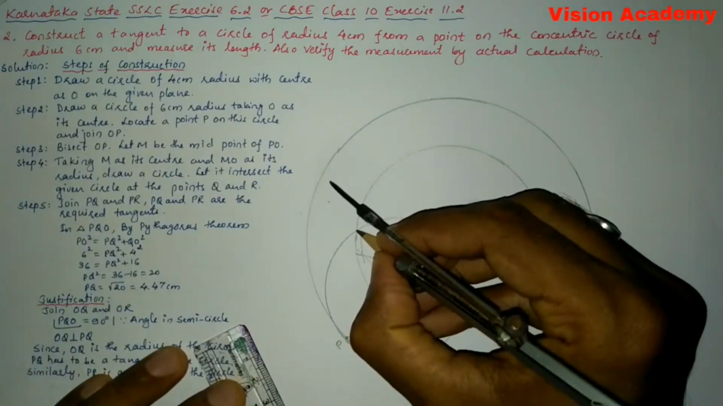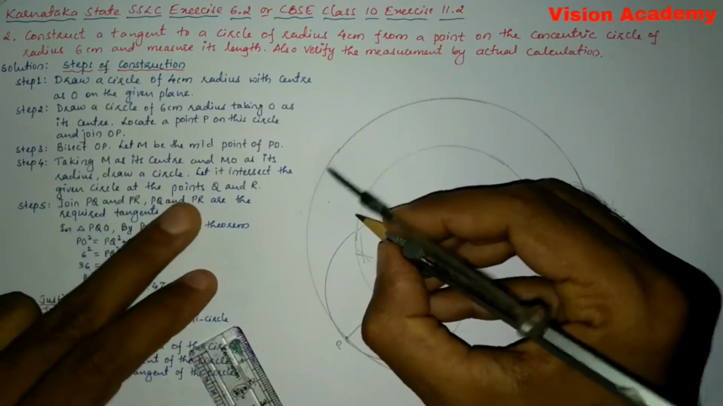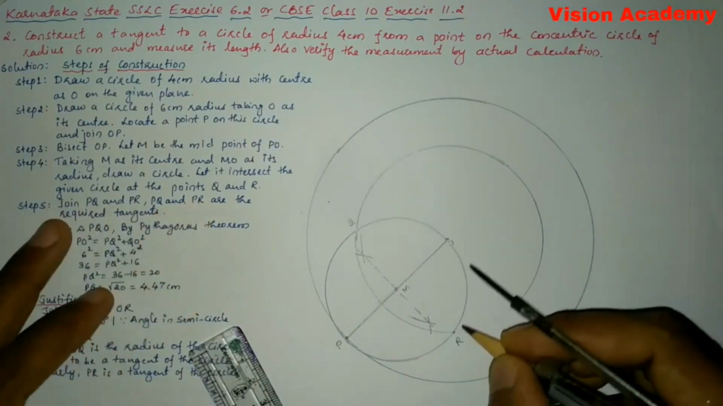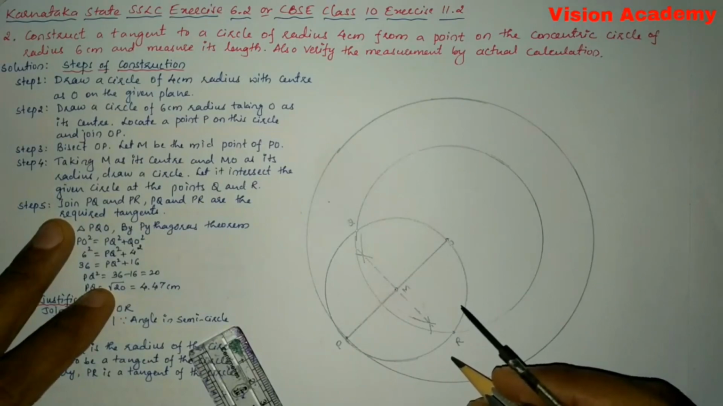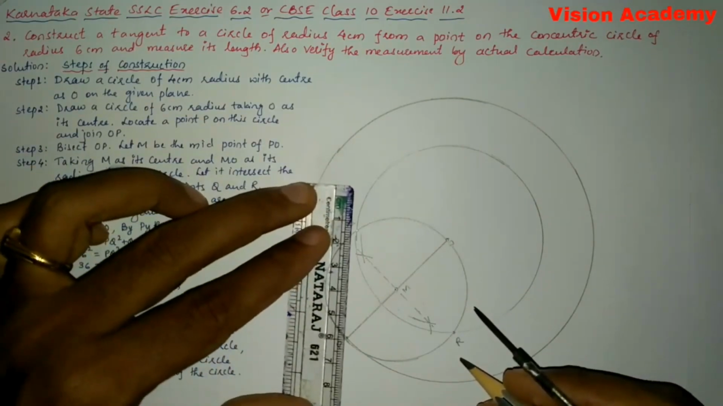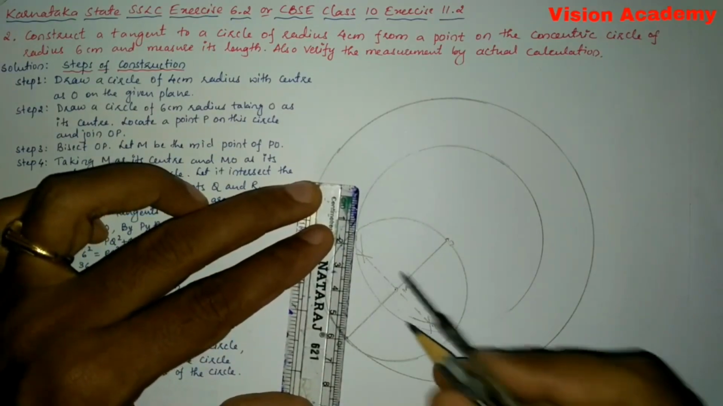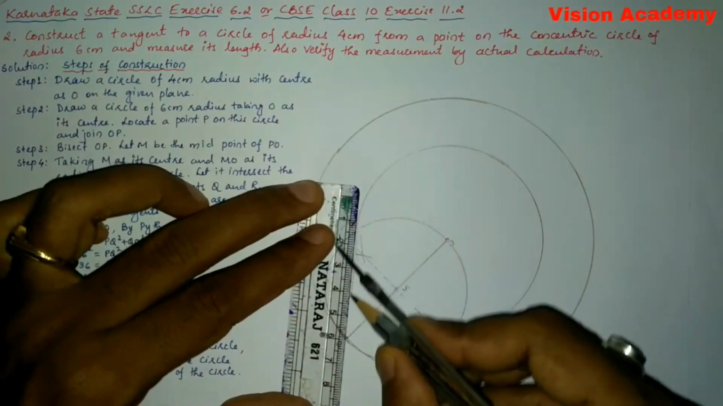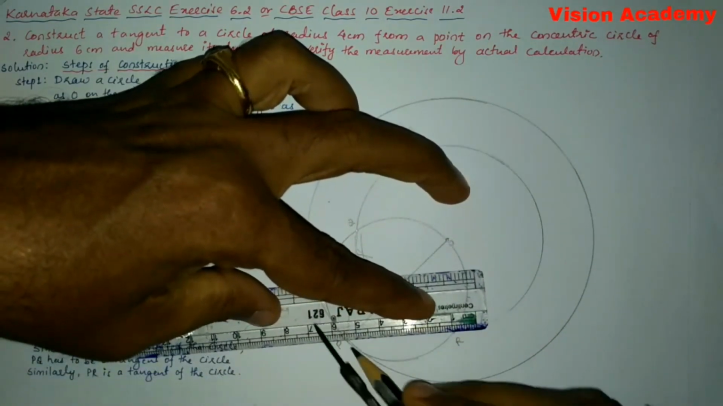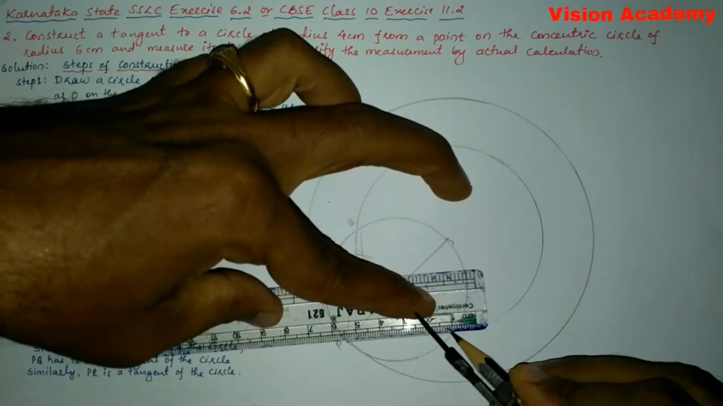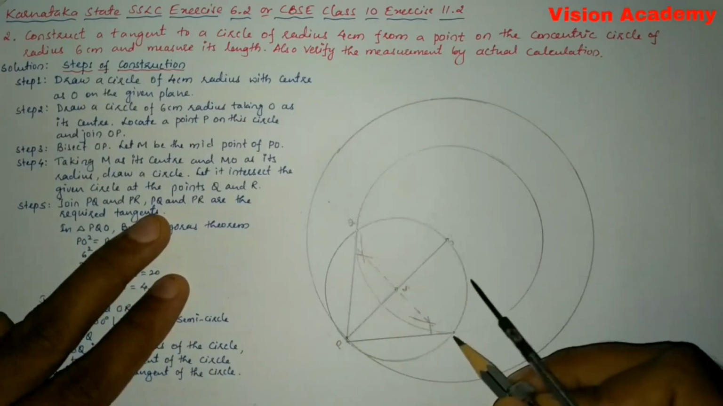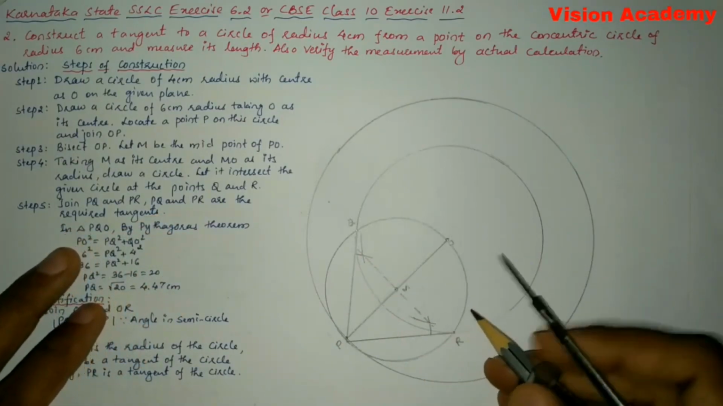That intersects at these 2 points. So that is Q and this is R. Now let us move on to step number 5, join PQ and PR. So here let us join PQ and PR. Here this PQ and PR are the required tangents.